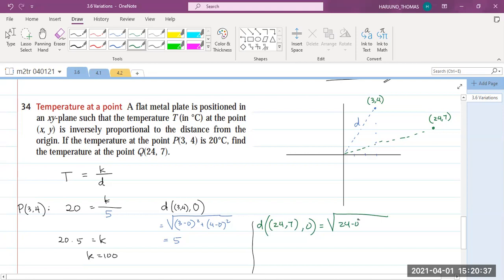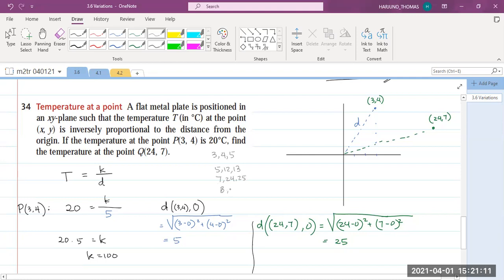24 minus 0 squared plus 7 minus 0 squared. Boom, that's 25. By the way, that's one of the special Pythagorean triplets. If you remember your geometry, the important Pythagorean triplets are 3, 4, 5. Right? 3 squared plus 4 squared equals 5 squared. 5, 12, 13. 7, 24, 25.